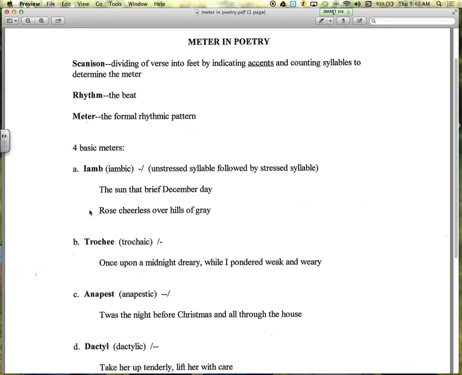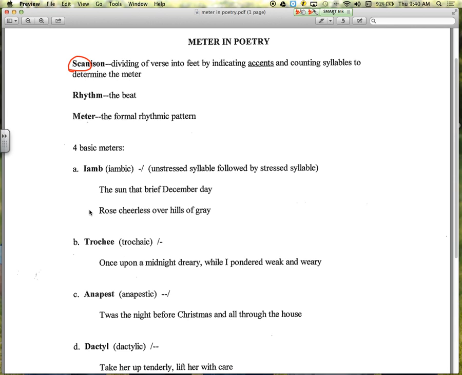Okay, what we're talking about, the technical word for it is scansion. When you scan a line of poetry, that's the skill that you're going to be learning today, how to scan a line of poetry. You can see the word scan here at the beginning of that word scansion. It's dividing a verse into feet by indicating accents and counting syllables to determine the meter. Meter, or rhythm, is your beat. You guys are familiar with that term. If you're in band, you understand what a beat is.